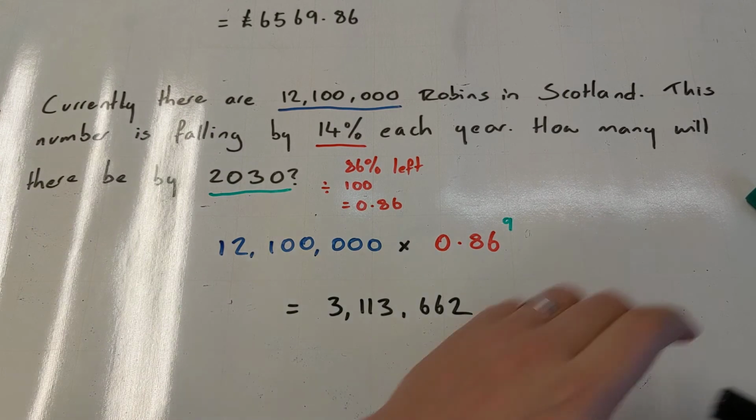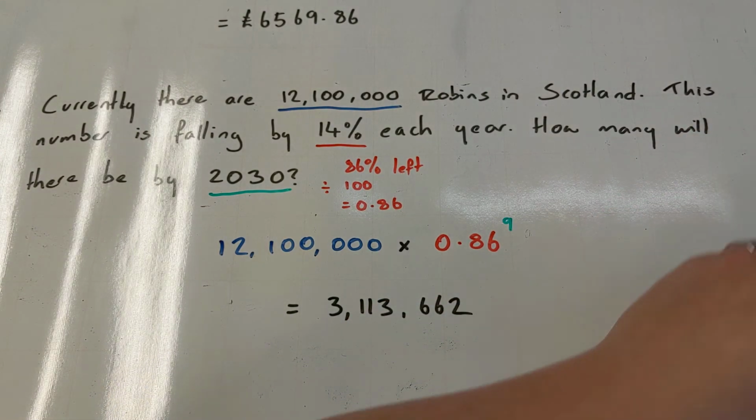So that's how we do compound percentages. It's just a really quick way of doing percentages that stack up on top of each other. Now, most of the time you'll see this is to do with money and savings, but it can be used in other situations like we see here.